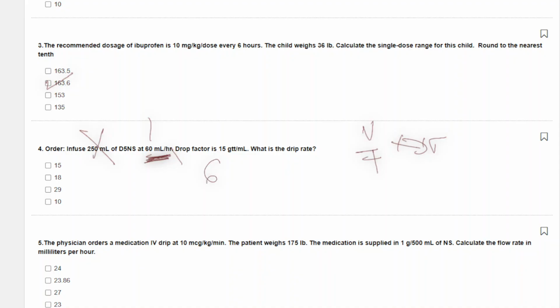So now I'm going to have a volume of 60 ml divided by time. Since it's a drip rate, a drop per minute, my time must be in minutes. So it becomes 60 minutes. Then I have to multiply that by 15 drops. All right. So when you do that, that cancels out. So your answer is going to be 15.